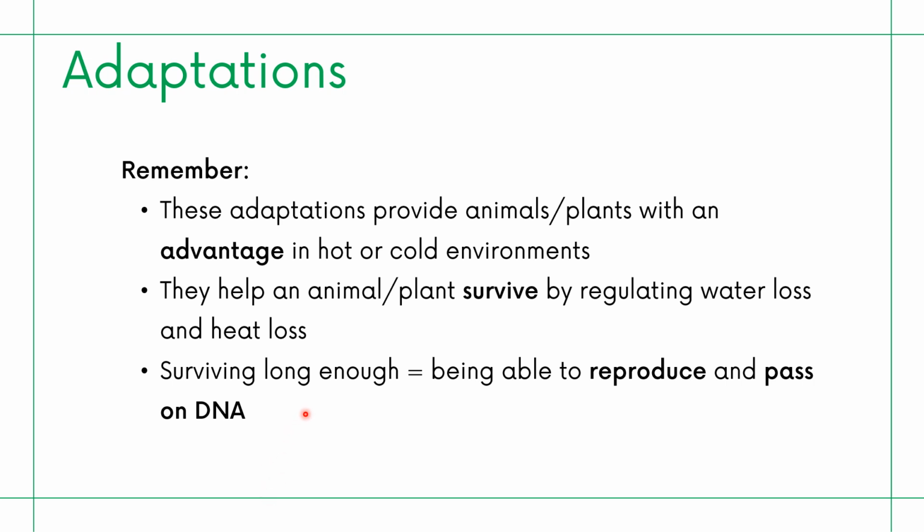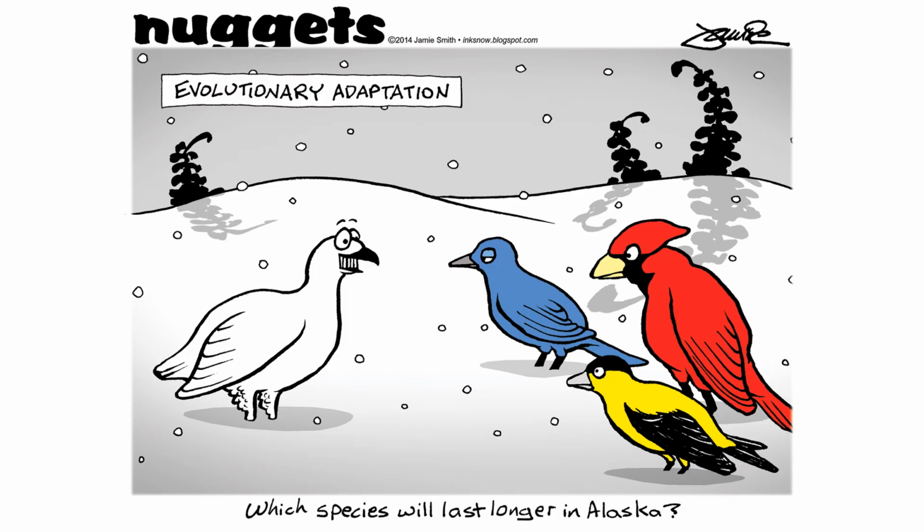It's important really to know that surviving long enough means being able to reproduce and then pass on DNA. And this enables the survival of the individual, but also the survival of the species. So that species is adapted to the environment that it lives in. So today we have gone over adaptations to hot and cold environments. Of course, there are other adaptations that you might be able to think of.